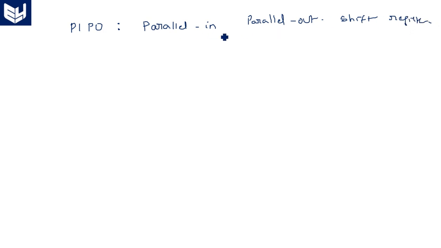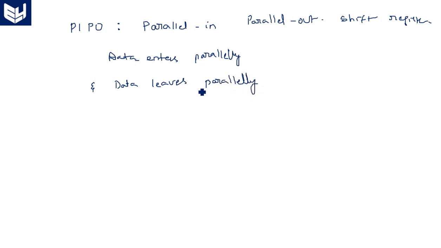So what do you mean by parallel in, parallel out? Data enters parallelly and data leaves parallelly. So data enters into the shift register parallelly, and at the same time data leaves the shift register parallelly.